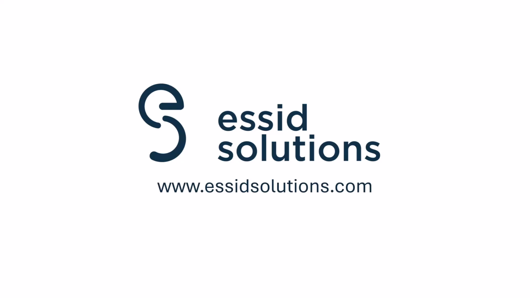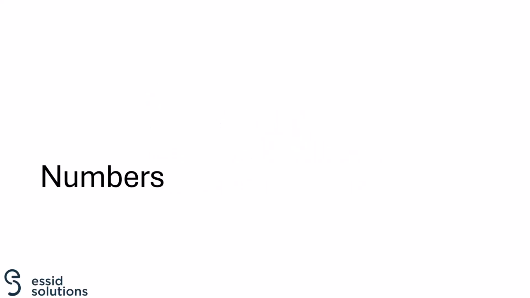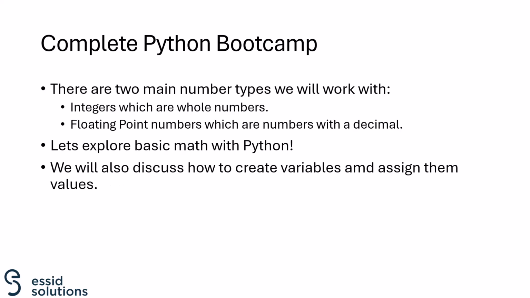Hi everyone, welcome back. In this lecture we are going to talk about Python numbers. We have already mentioned that there are two main types of numbers in Python that we'll work with: integers, which are whole numbers, and floating point numbers, which are numbers with decimals. We'll start by doing some basic math in Python, and we'll learn how to create variables and assign them values.